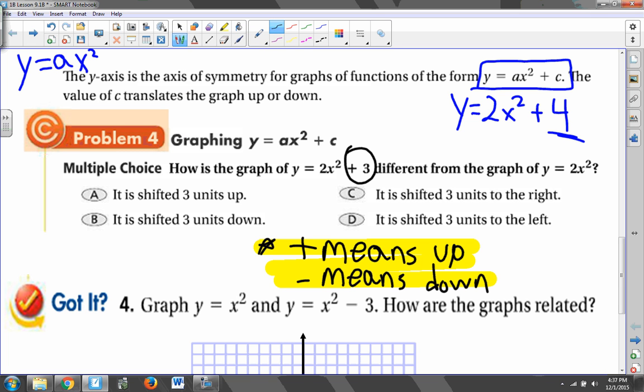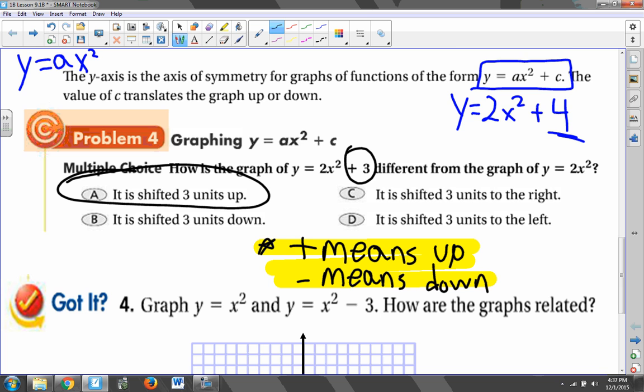So what have I done to the graph of y equals 2x squared? I have added on 3. Since it's a plus, I went up, and it's 3 units. So I went 3 units up. It has shifted 3 units up because I added 3 onto my 2x squared.